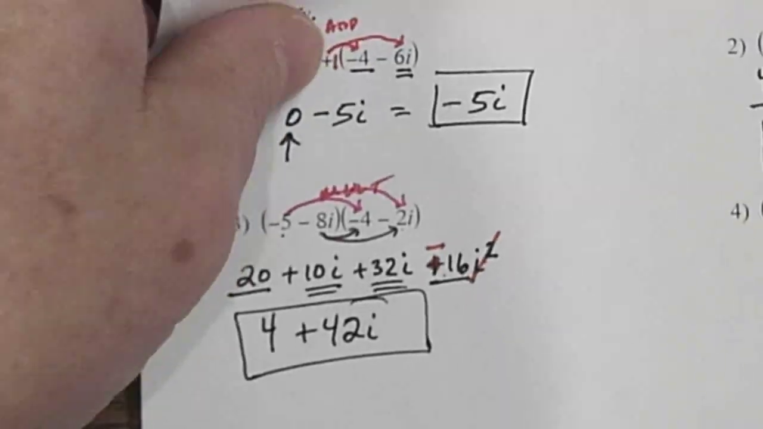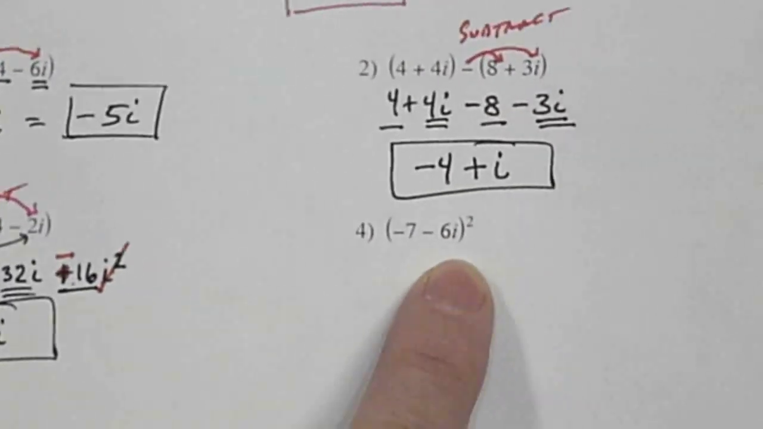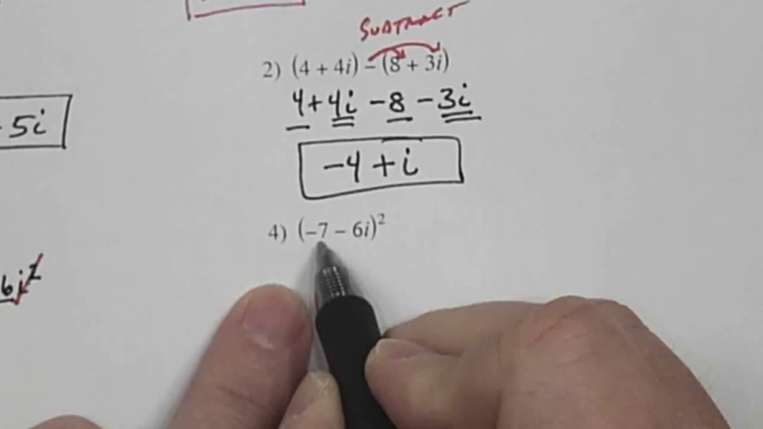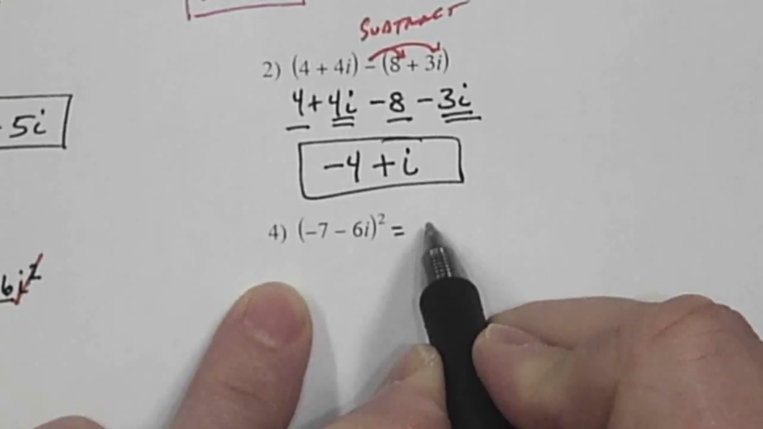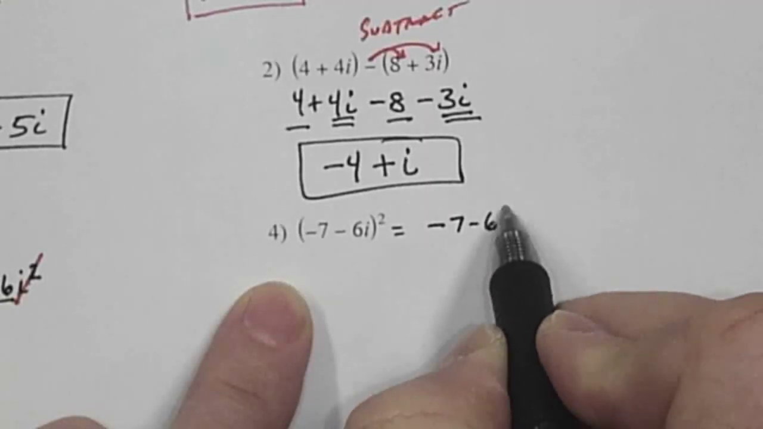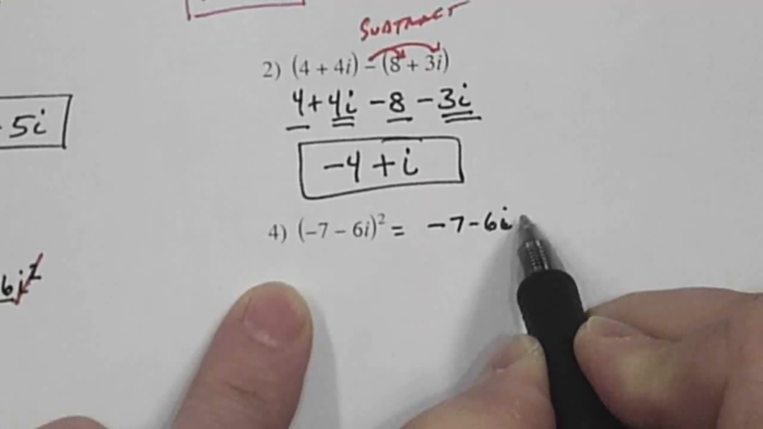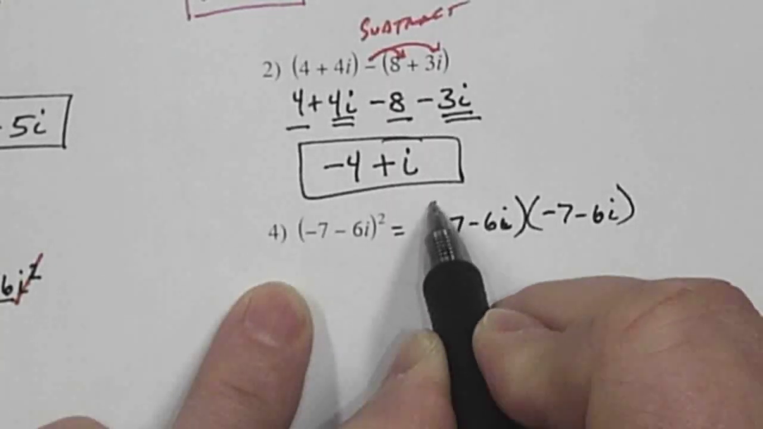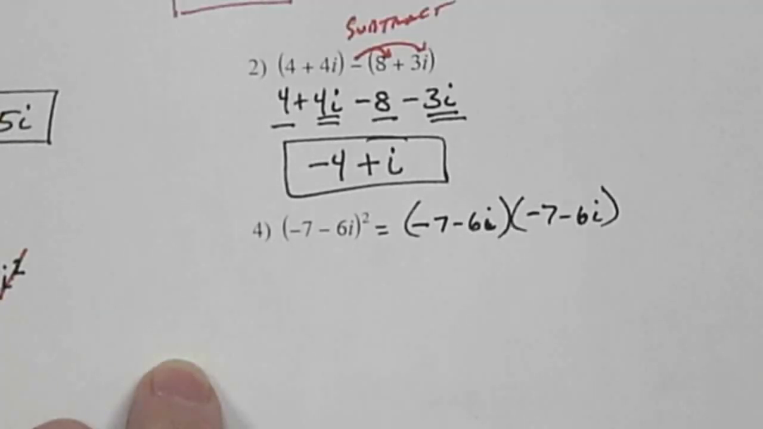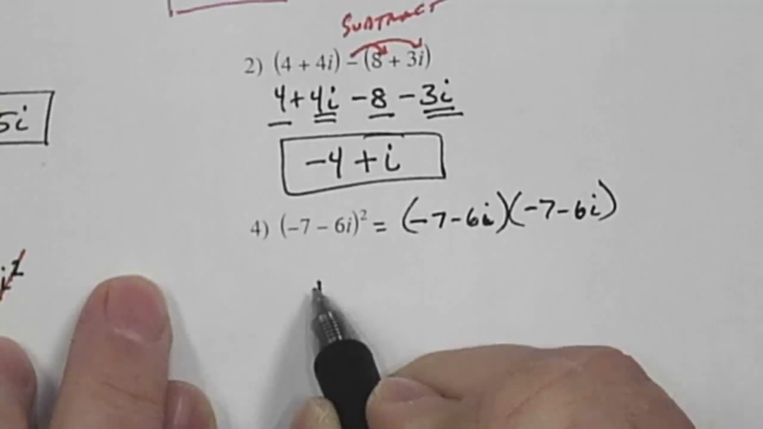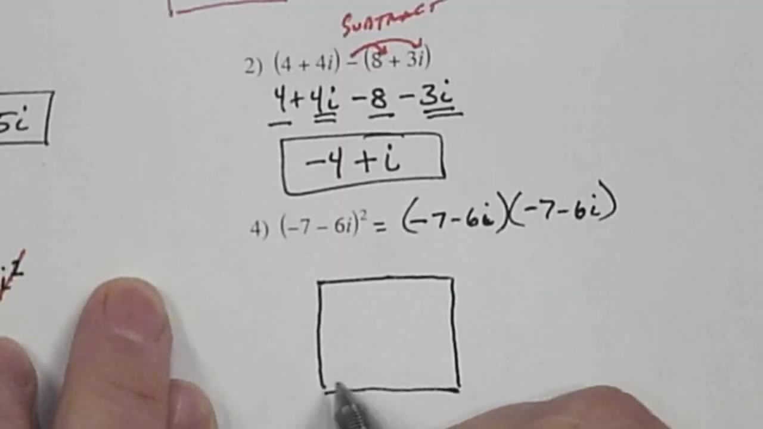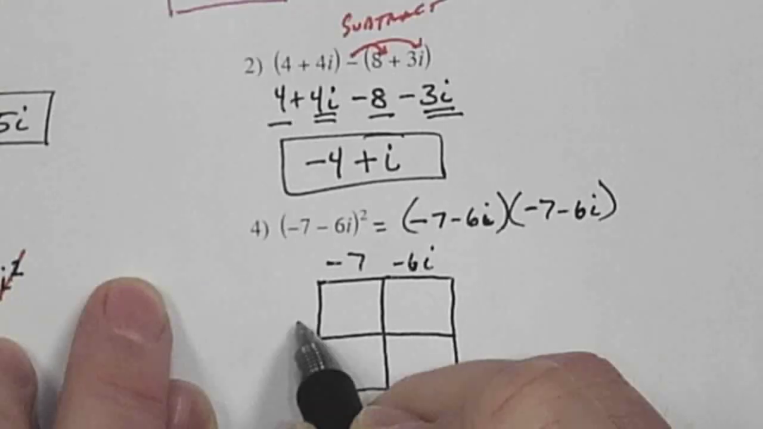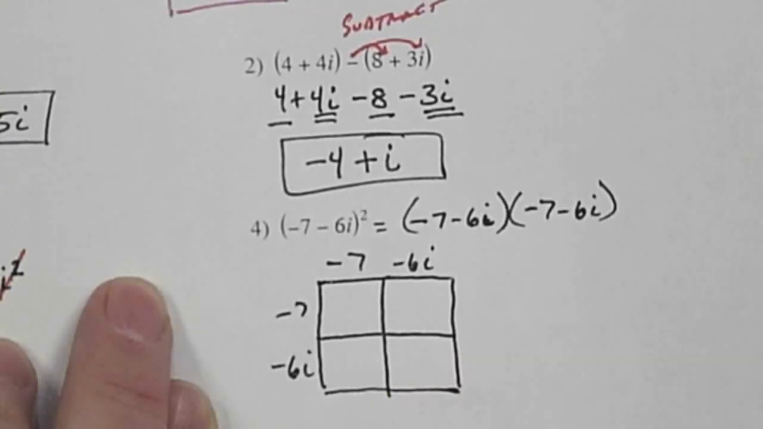Now, this next one is multiplication as well, but it's a squared. Please remember, don't just square each term and be done. Please remember that this means that -7 minus 6i is times itself. That's what squared means. So it looks like that. And if you should so choose, you could organize your work inside a box, and that's all cool. -7 minus 6i, -7 minus 6i.